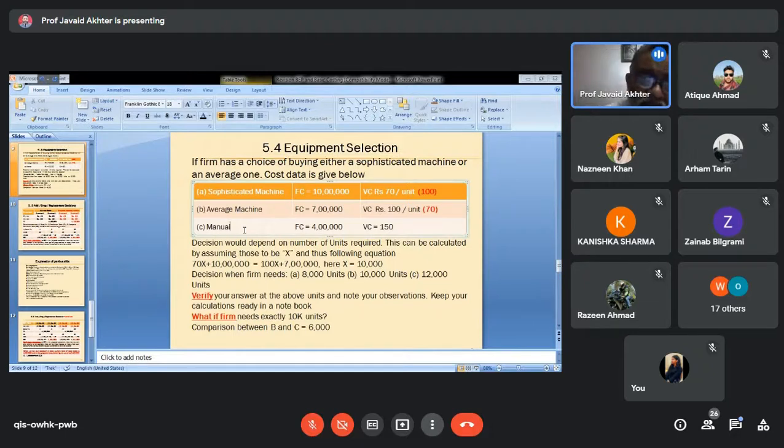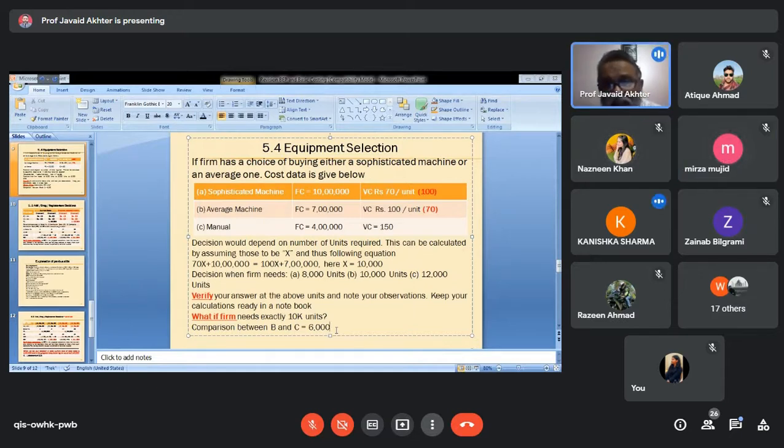Okay, for deciding this, you have already compared A and B. You compared B and C. Similarly, like you have compared A and B, your answer will be, I have this already calculated, 6,000. So if you need more than 6, which one will you go? Average machine. If you need less than 6, manual machine. So why have I not compared A and C?